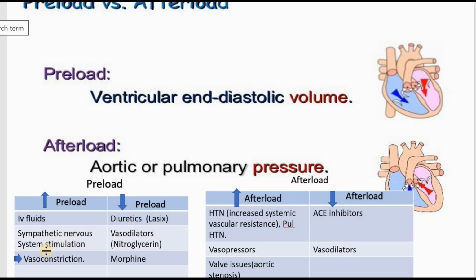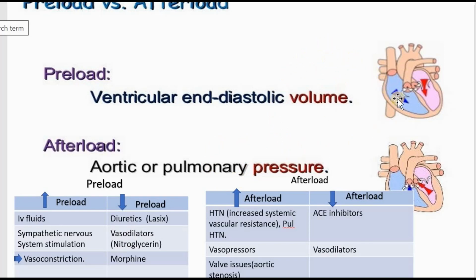Second is sympathetic nervous system stimulation. What happens in sympathetic nervous system stimulation? When there is stimulation, vasoconstriction happens, that is constriction of the blood vessels. When the blood vessels constrict, blood from the peripheries, or from the organs, comes back to the right side of the heart because the blood vessels are narrowed.